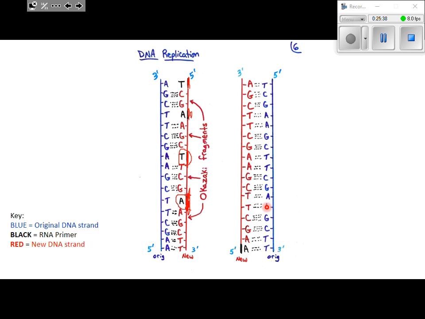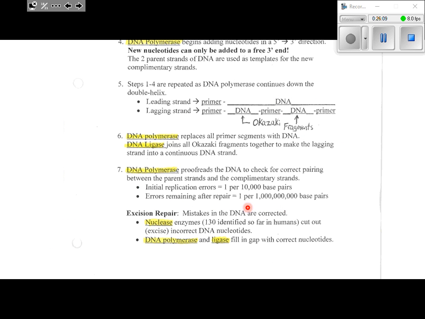Or sometimes it's not the wrong letter. Sometimes you might have the right letters in the right place, but two letters that are side by side, especially thymines like this, will form what's called a thymine-thymine dimer. These two thymines will try to bond with each other instead of bonding with their corresponding adenine. And it'll cause a weird little kink in the DNA. That's a mistake. It has to be fixed. So there's about one error out of every 10,000 base pairs. That's just kind of an average.